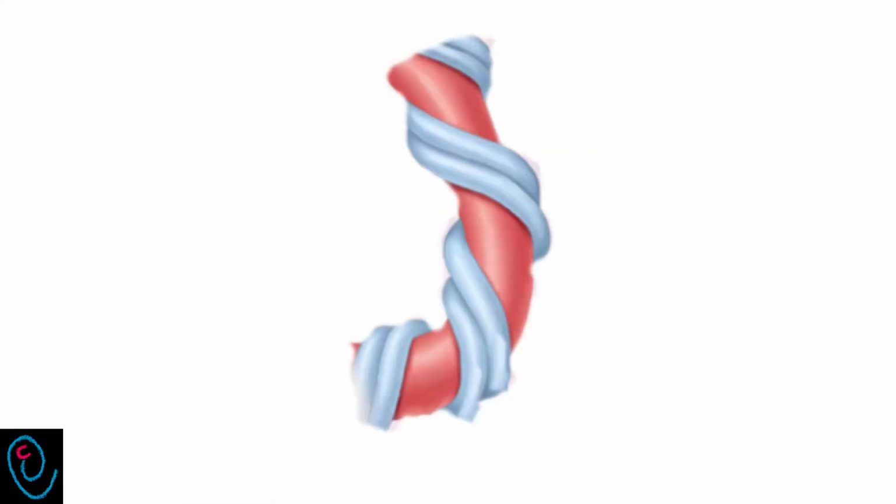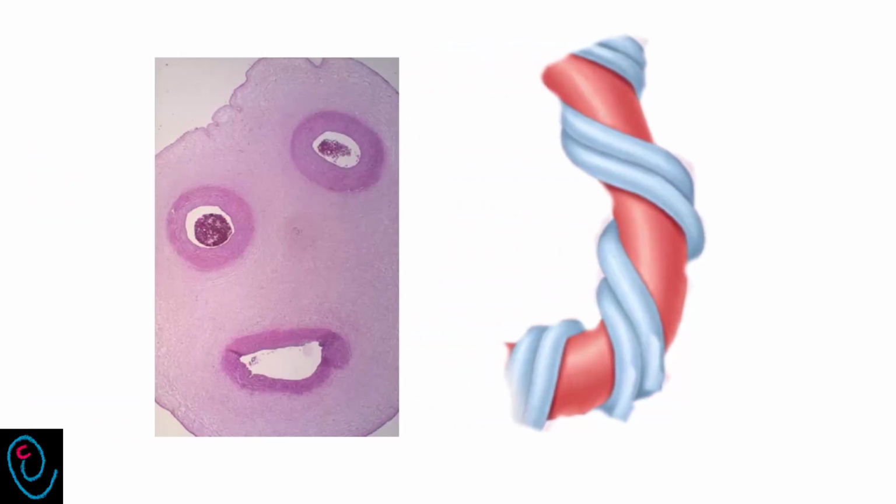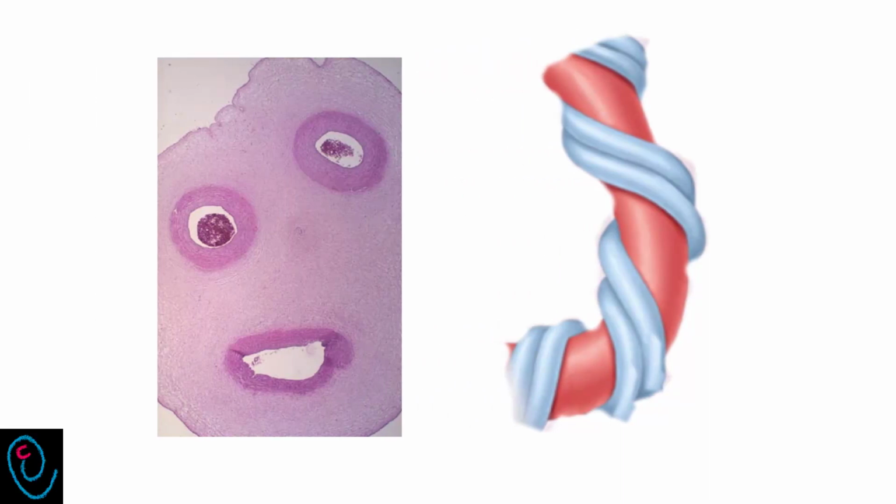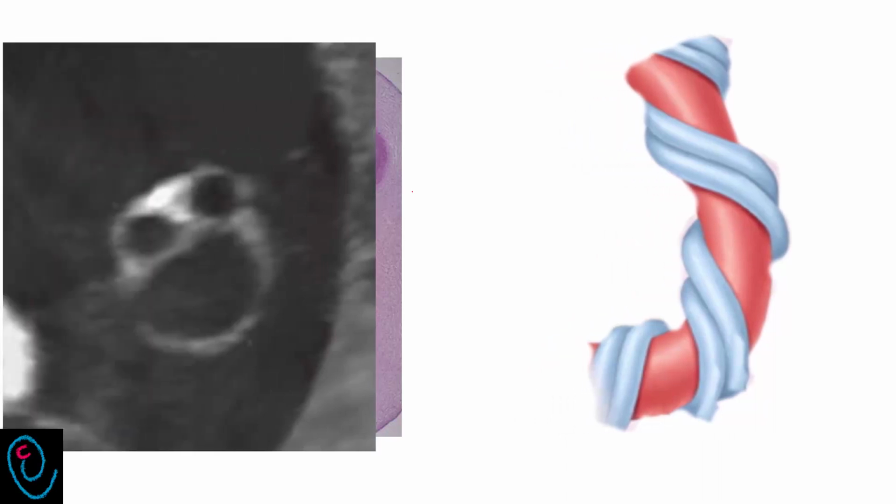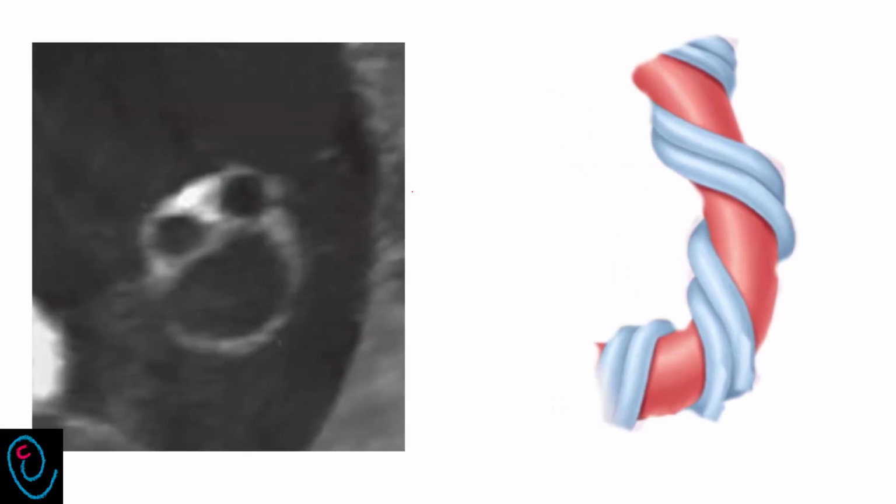The umbilical cord is formed of a single large vein and two smaller arteries. During histological examination, it looks like a face, with the vein in the center and the two small arteries looking like two eyes. During ultrasound examination, a cut section of the umbilical cord looks like the face of Mickey Mouse, with the vein large and irregular, and the two small arteries looking like the ears of Mickey Mouse.